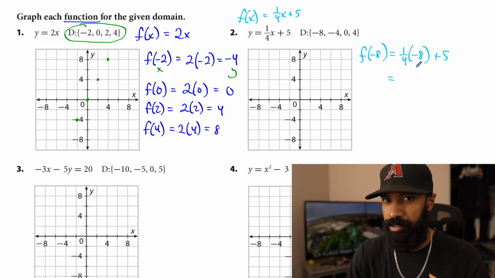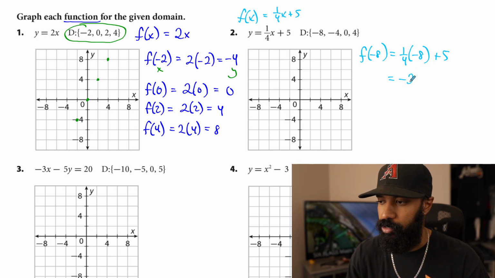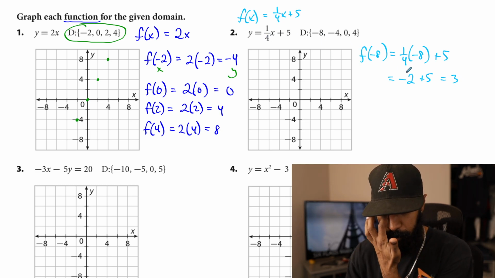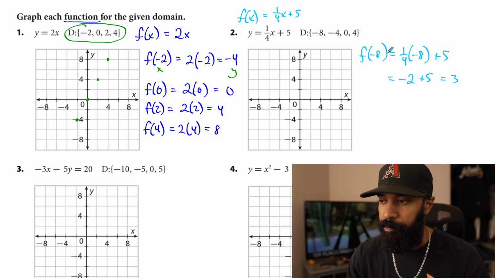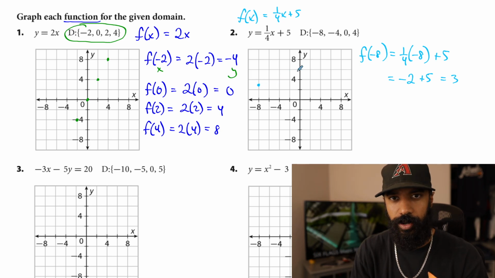1/4 of -8 is -8 divided by 4, which is -2. And -2 plus 5 is 3. So there's a point on the graph. I'll keep this in blue, this light blue. There's -8 comma 3, and 3 will be in between 2 and 4 like that. That's fine, I'll go and use that, but that is a point on this graph.